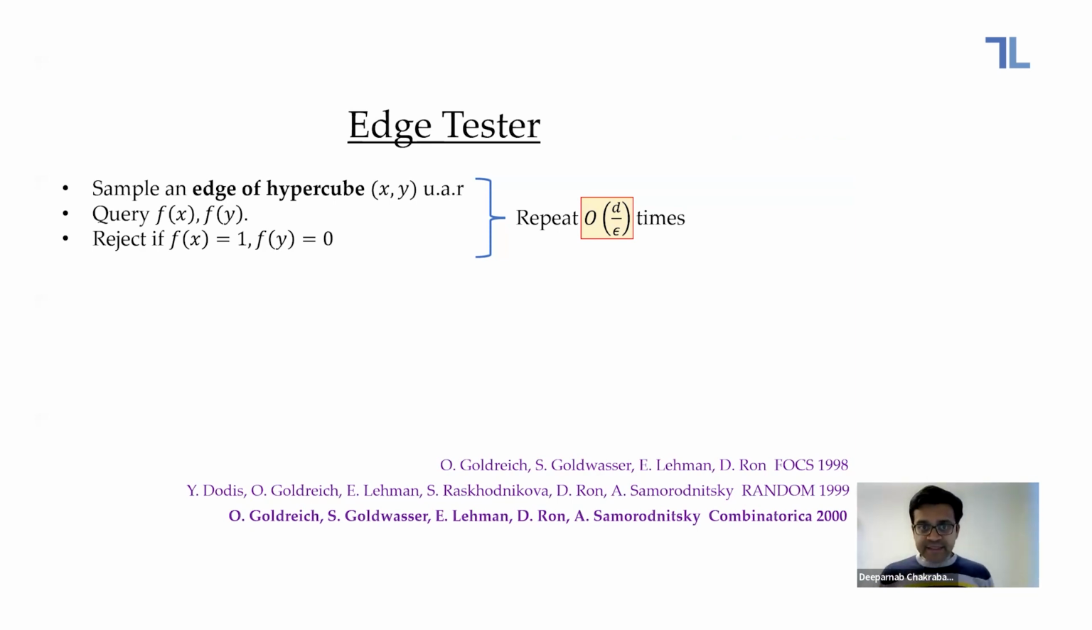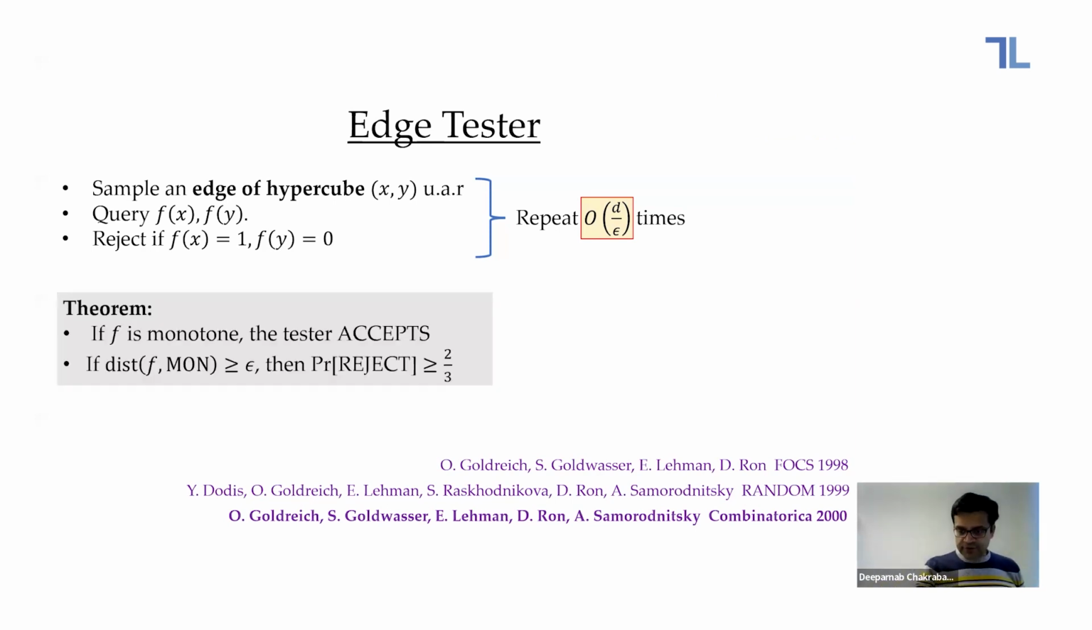Again, what is an edge? An edge is a pair of points x and y of the hypercube which differ in exactly one coordinate. So this was the edge tester, and we saw an analysis of it. This test succeeds with probability at least 2/3 if the function is far, and of course if it is monotone, it never rejects. We also saw that this analysis is optimal, because there exist functions where the probability of catching a violated edge is roughly 1 over d.